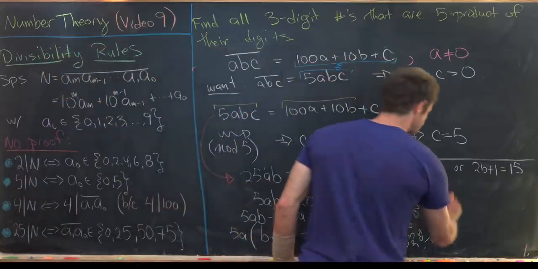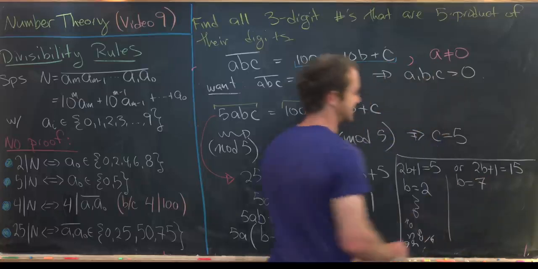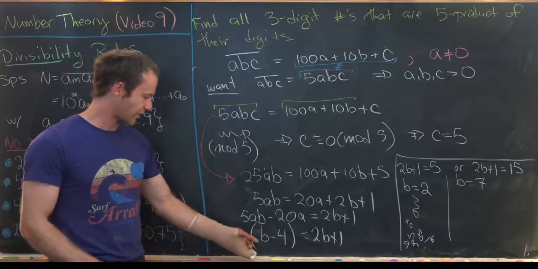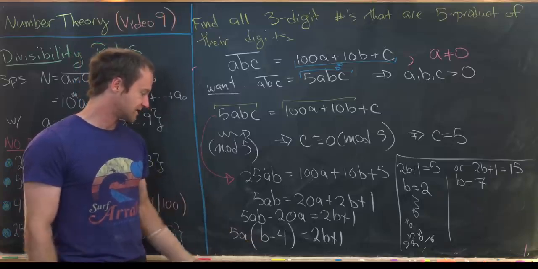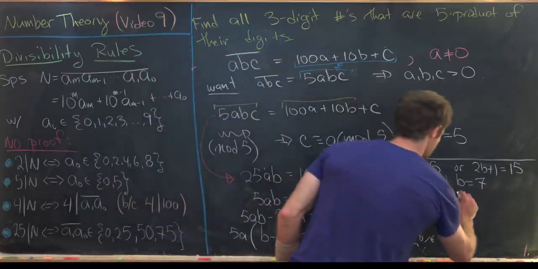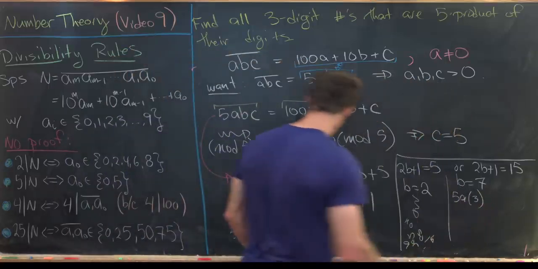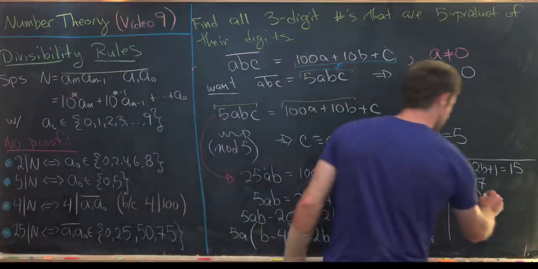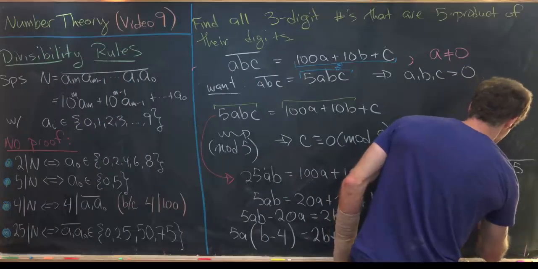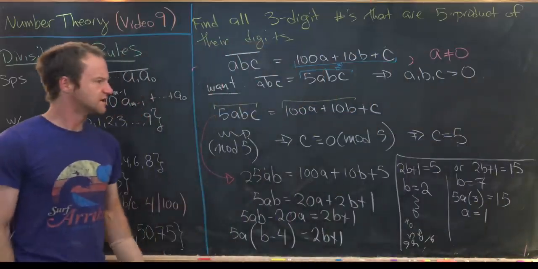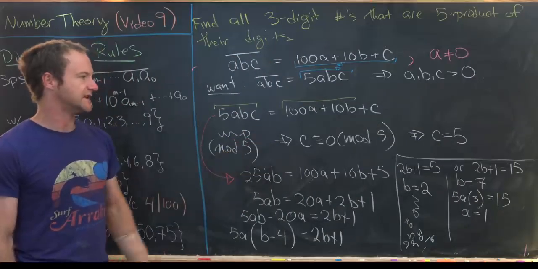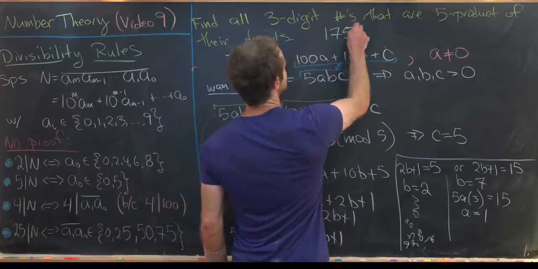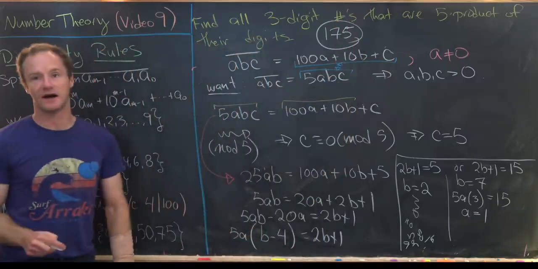Okay, so our next case will be if B is equal to 7. So we can throw that into one of our equations. Maybe we'll throw that right here, and we'll see that that means that 5A times 3, because 7 minus 4 is equal to 3, is equal to 15. But that means that A is equal to 1. So let's see what we've got. We've got A is 1, B is 7, and C is 5. So that means our only solution to this puzzle is 175.